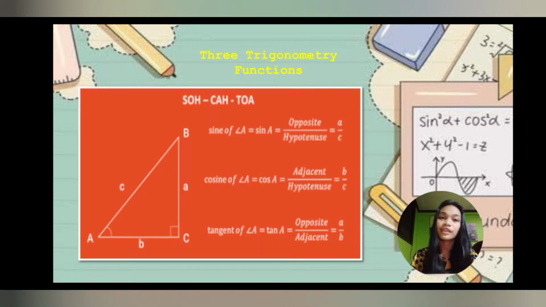Okay. We have these three trigonometric functions, which can be called the common trig functions. This is the SOH-CAH-TOA, which means: SOH is sine equals the opposite divided by the hypotenuse, and CAH is cosine equals the adjacent divided by the hypotenuse, and TOA is tangent equals the opposite divided by the adjacent.